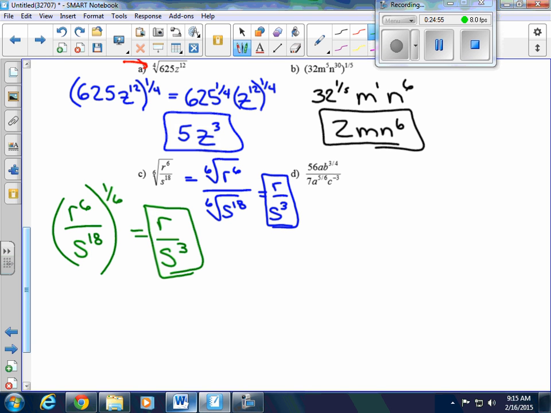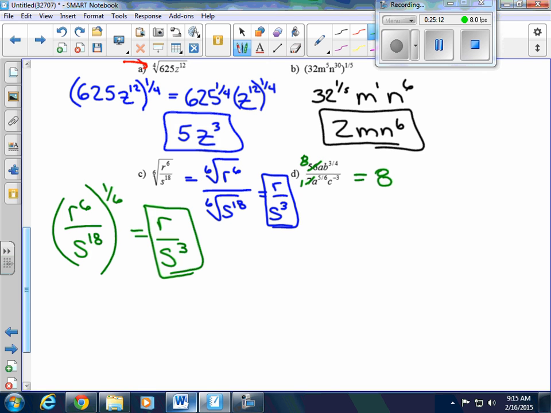All right, so if we look at D, we're going to do our rules for exponents. Now, I notice I have a 56 and a 7, so I'm going to simplify those. I'm going to get 8 over 1. So this is going to give me 8.